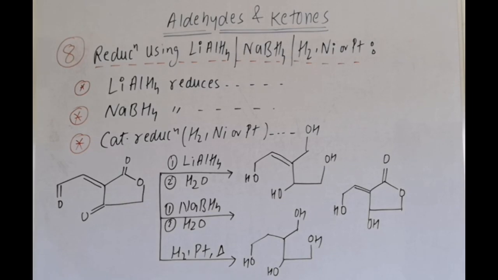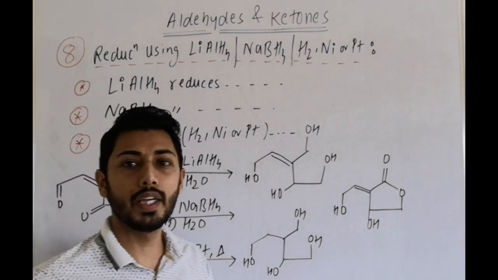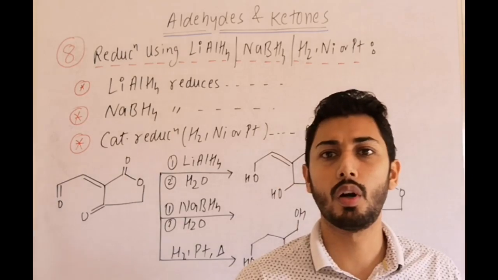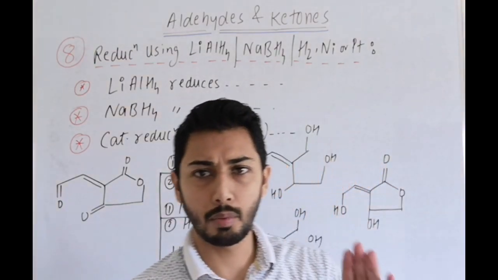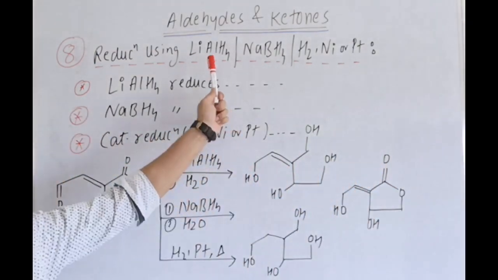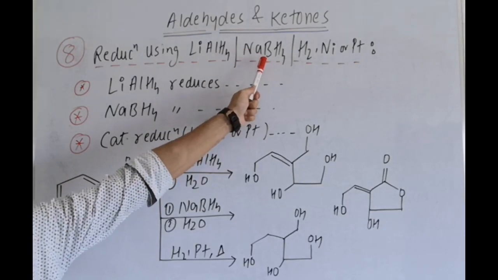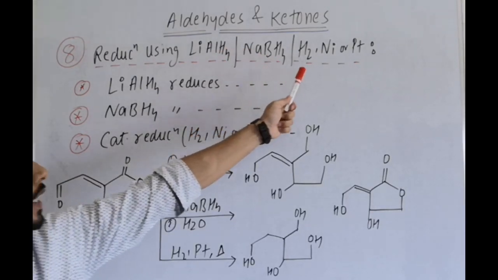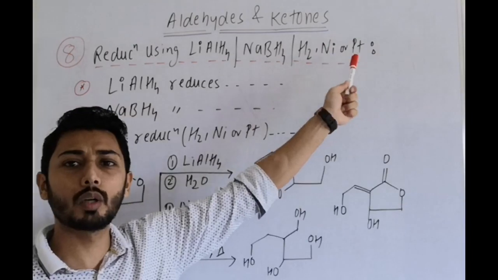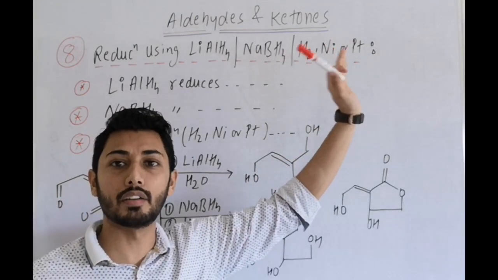Now the next reaction is reduction using lithium aluminum hydride, NaBH4, or catalytic reduction. These are important reactions. Lithium aluminum hydride is a strong reducing agent. NaBH4 is milder as compared to lithium aluminum hydride. And third, H2 with nickel, platinum or palladium, which is under catalytic reduction.